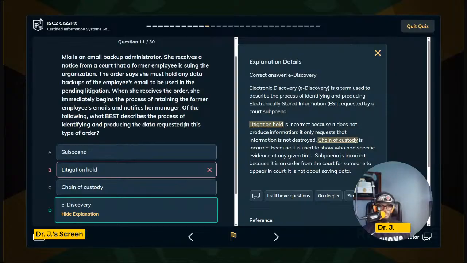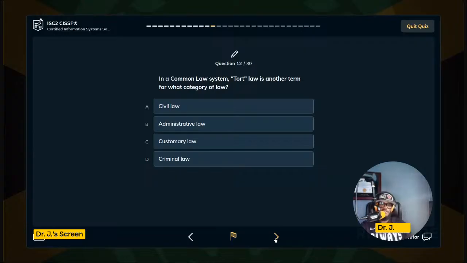All right. What best describes the process of identifying and producing the data requested in this type of order? Yes, litigation hold does not produce information. E-discovery is a term used to describe the process of identifying and producing electronically stored information, or ESI, requested by a court subpoena. So that's where I got there.